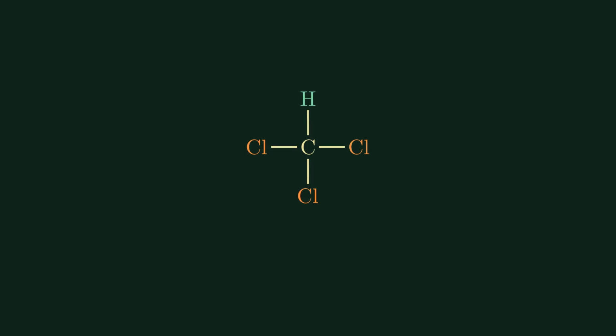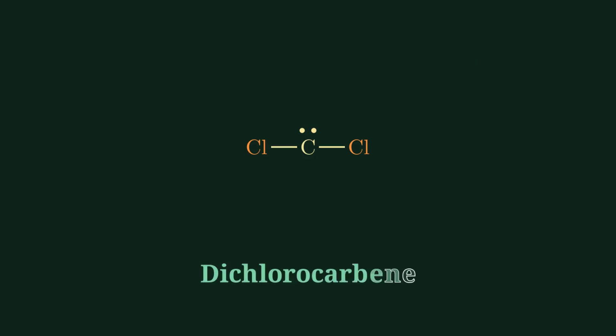As you can see in this animation, the hydroxide base plucks that hydrogen right off. This leaves us with a negatively charged carbon, which then kicks out a chloride ion to regain stability. What's left is a highly reactive neutral species called dichlorocarbene.